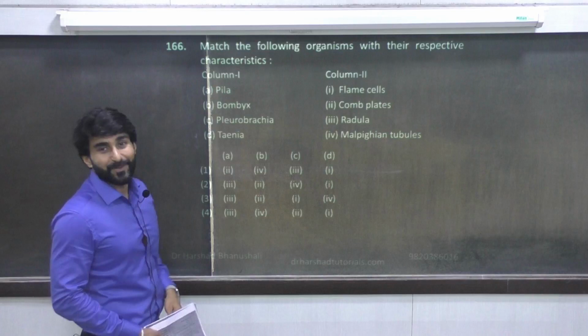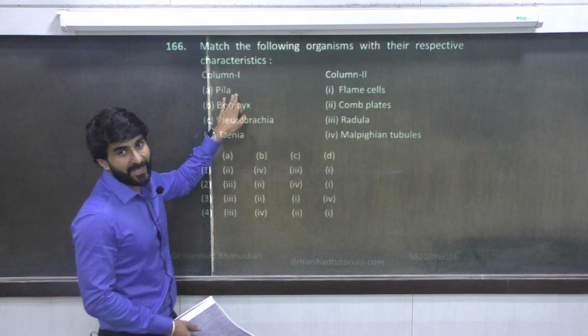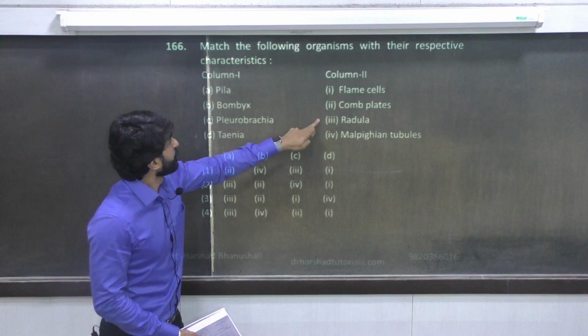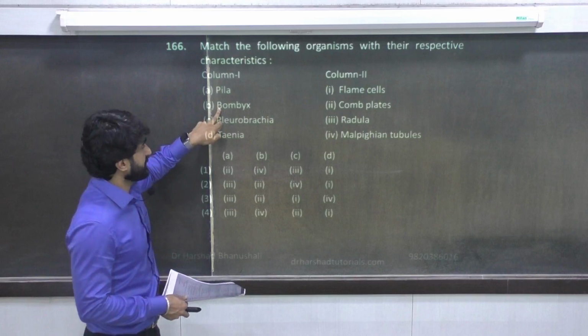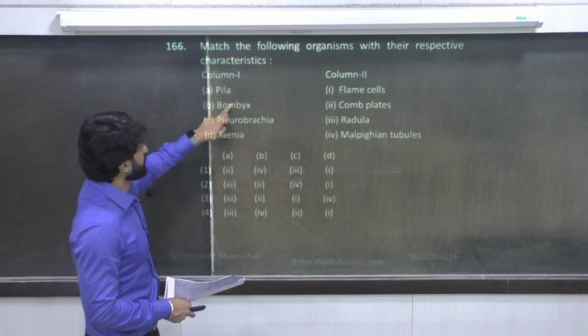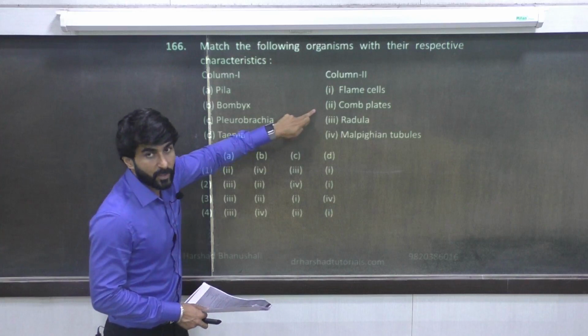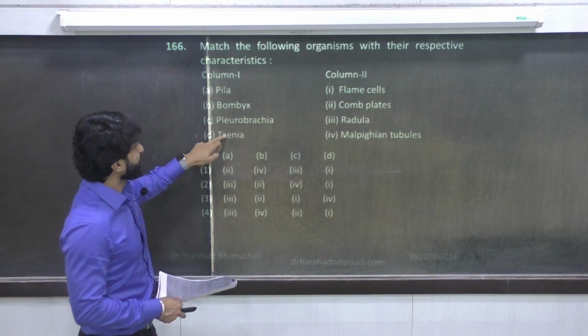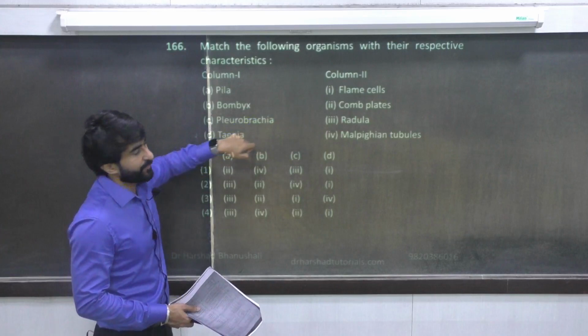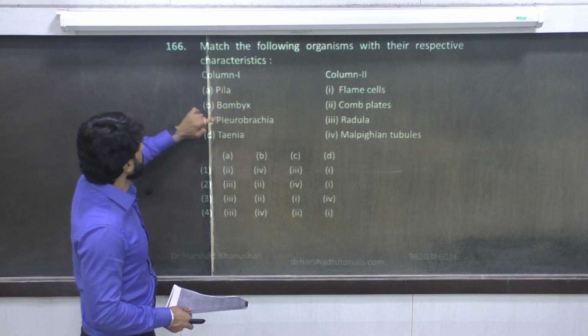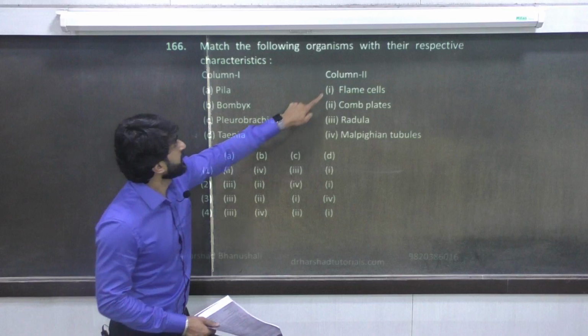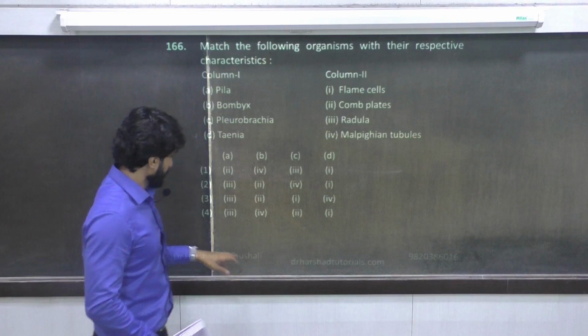Match the column again. Match the following organisms with their respective characteristics. Now, Pila is snail, Mollusca. Mollusca have a tongue called radula, rasping tongue. So for A, you have three. Bombyx mori is an insect. It will come under Malpighian tubules. Pleurobrachia would have comb plates. Now this comes under Ctenophora. Taenia would have flame cells. Taenia would be your Platyhelminthes, so this would be your flame cells. So A would be 3, B would be 4, C would be 2, and D would be 1. So that option I have already matched here, it's option number 4.